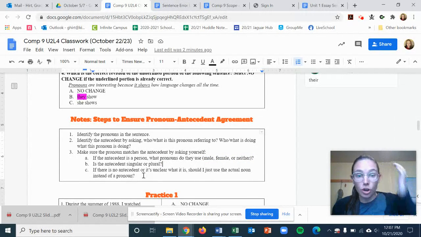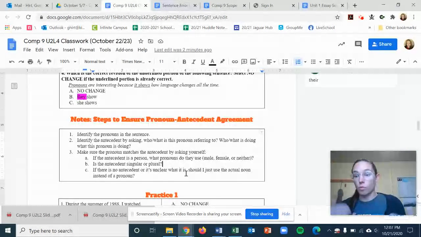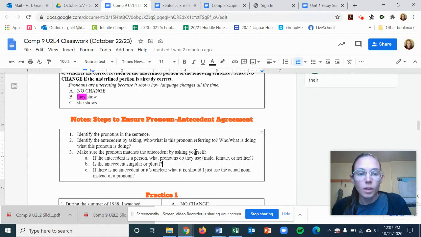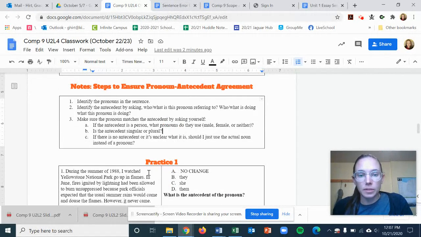And if there is no antecedent or it's unclear what it is, should I just use the actual noun instead of a pronoun? We're going to look at a couple of examples where that's the case, where we don't really know what the antecedent is. In that case, usually we would just want to use the actual noun, the name of the noun itself, instead of using a pronoun, because we don't know what the antecedent is. So we can't really use a pronoun to replace it. Okay, so let's follow these steps for this first question.